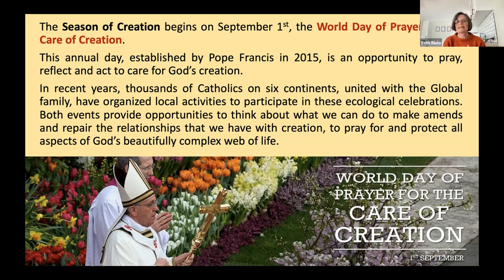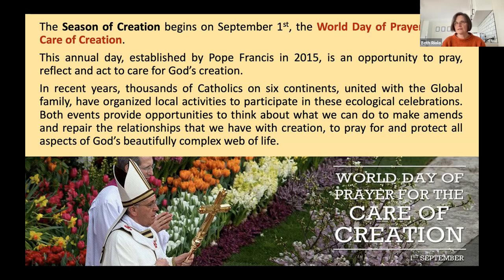And so basically, the World Day of Prayer for the Care of Creation kicks off the season of creation, and it's an opportunity to pray, reflect, and act to care for God's creation. In recent years, thousands of Catholics on six continents, united with the global family, have organized local activities to participate in ecological celebrations.